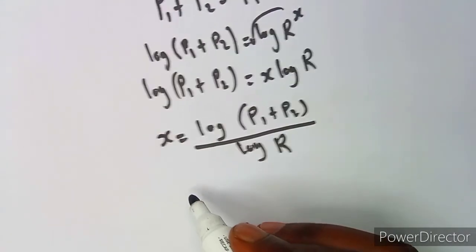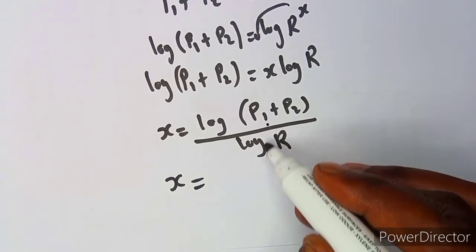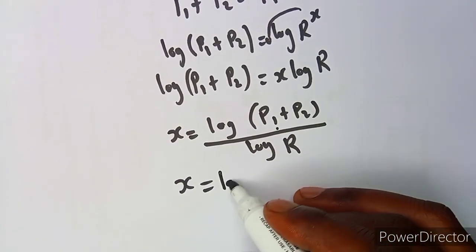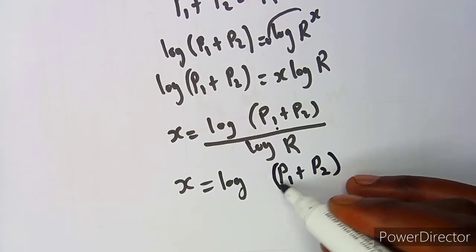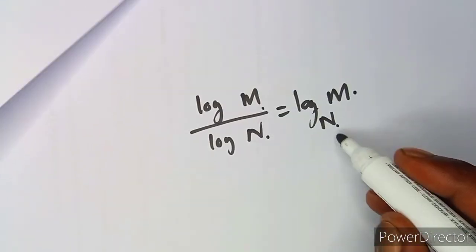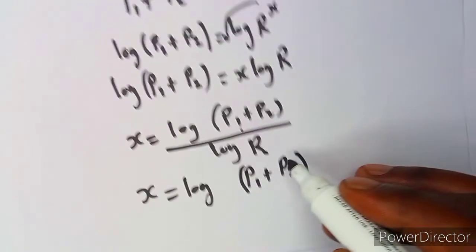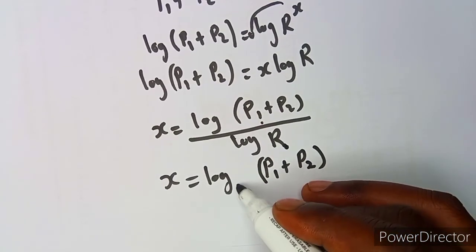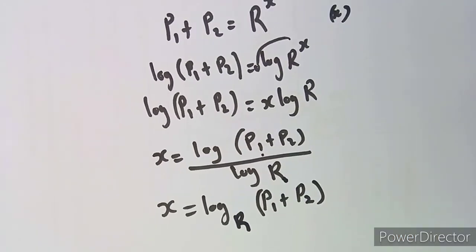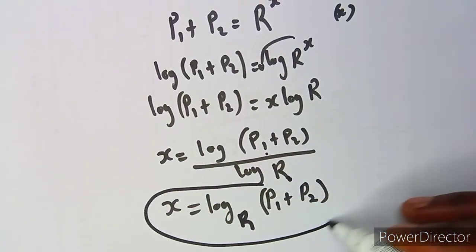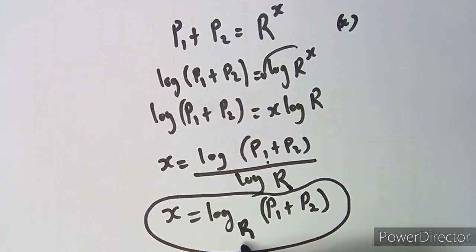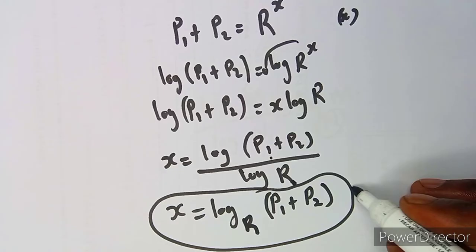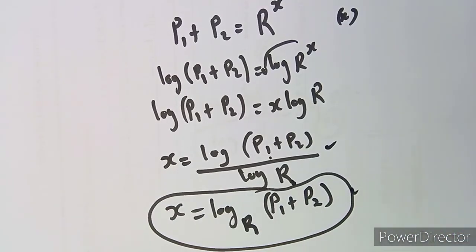So that means from these two logarithms which are dividing, we can actually write this as log of P1 plus P2. We are dividing by log r. The one that is dividing is going to be the base. So r is going to be the base, like this. So we can have our final answer as x being equal to log of P1 plus P2 in base of r. So this can be your answer, or you can even leave it at that stage. It's still fine like that.